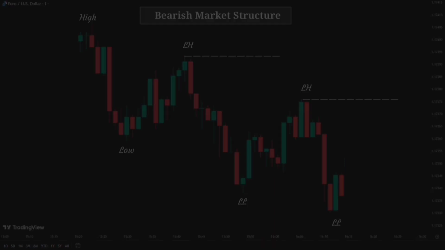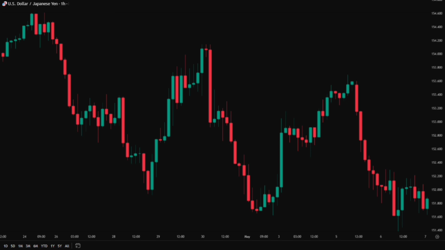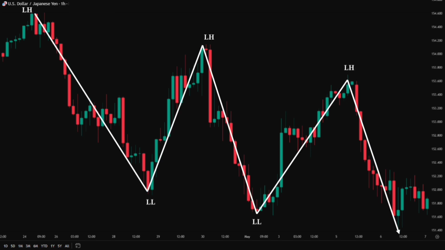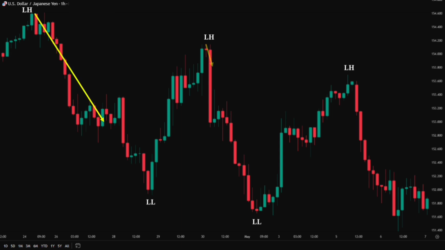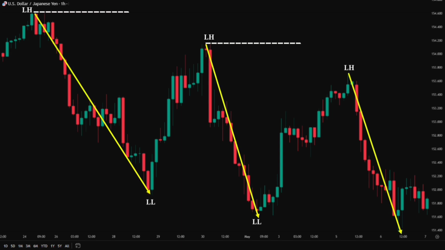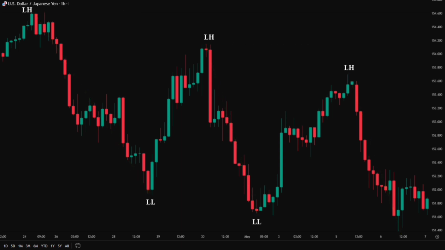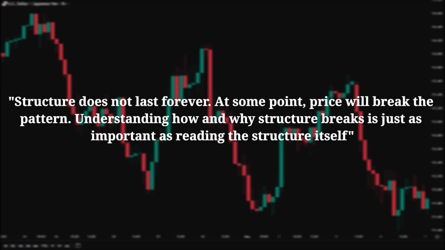On the dollar-yen 1-hour chart, price creates a series of lower highs and lower lows over several sessions. Each time price bounces, it fails to reach the previous high before rolling over again. That tells us sellers are still in control, and any bounce is an opportunity to sell, not a reason to buy. Structure does not last forever. At some point, price will break the pattern. Understanding how and why structure breaks is just as important as reading the structure itself.